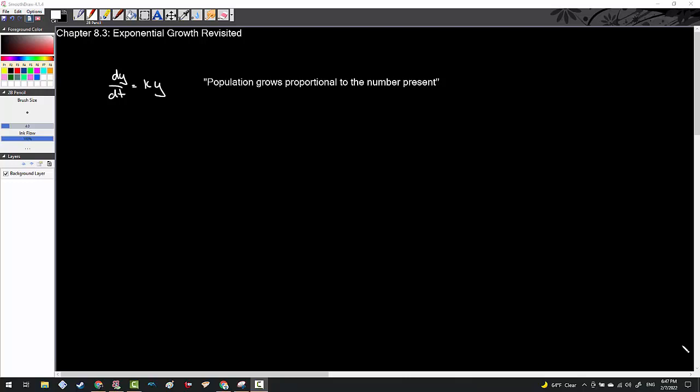Welcome to Calculus BC. In today's episode, we're going to be discussing Chapter 8.3, which is Exponential Growth Revisited. And we're going to start off with our quintessential differential equation for exponential growth, and it looks like this.